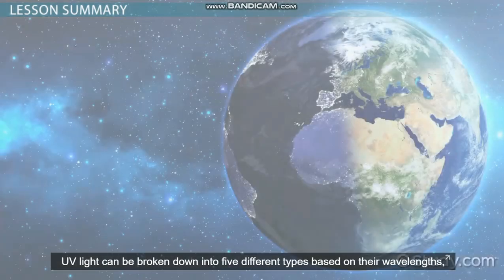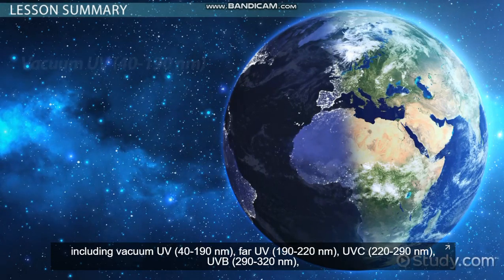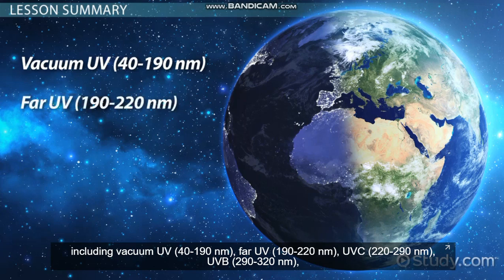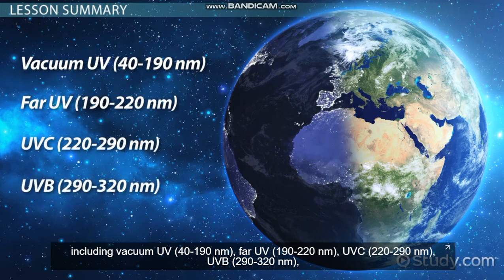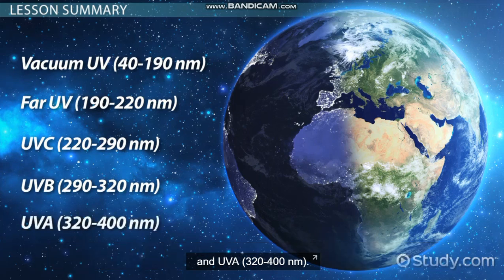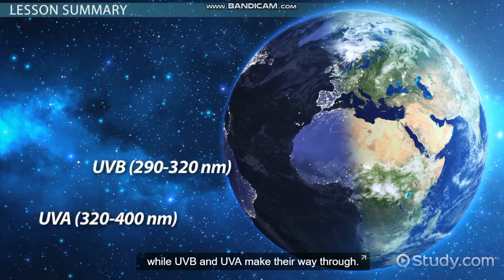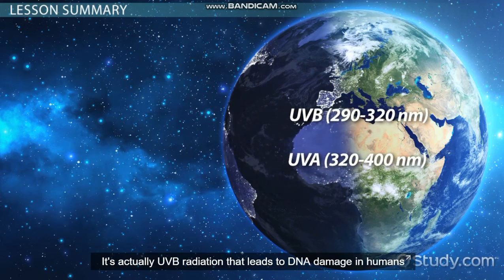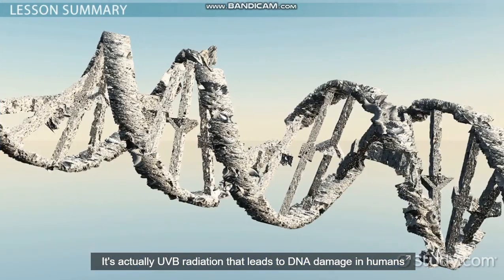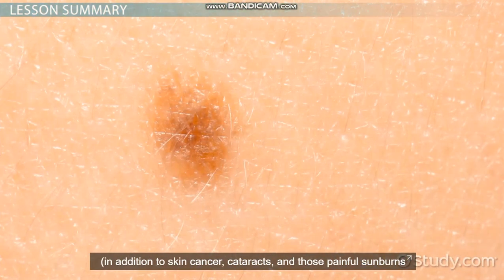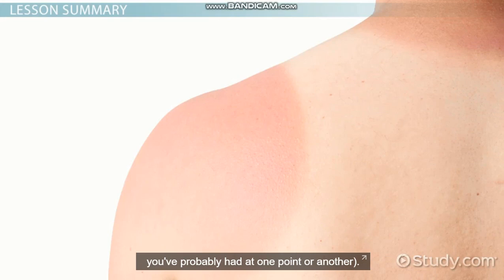UV light can be broken down into 5 different types based on their wavelengths, including vacuum UV at 40 to 190 nanometers, far UV at 190 to 220 nanometers, UVC at 220 to 290 nanometers, UVB at 290 to 320 nanometers, and UVA at 320 to 400 nanometers. The first 3 types are absorbed into the ozone layer of the Earth's atmosphere, while UVB and UVA make their way through. It's actually UVB radiation that leads to DNA damage in humans, in addition to skin cancer, cataracts, and those painful sunburns you've probably had at one point or another.